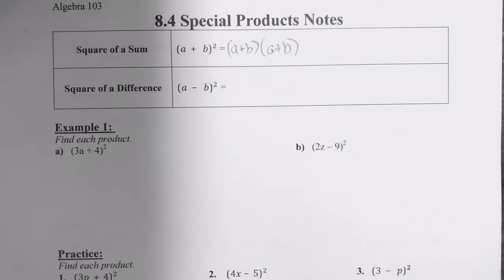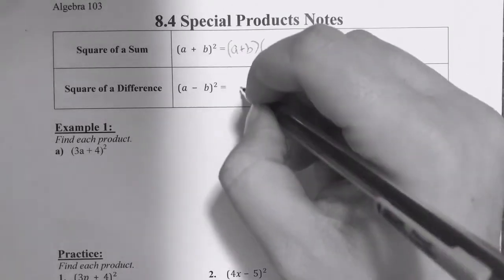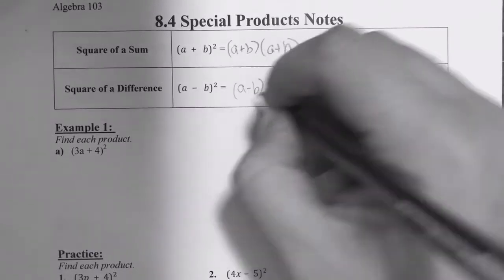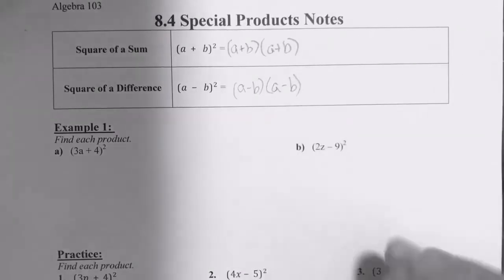Okay, it's not a squared plus b squared. It's a plus b times a plus b. And it's the same thing for a square of a difference. So it'd be a minus b, a minus b.